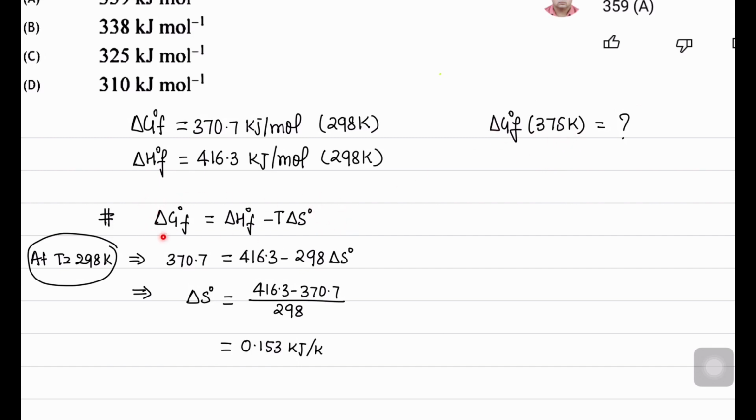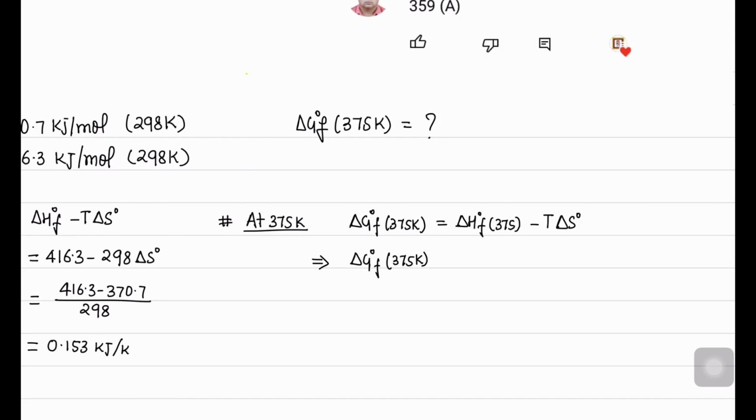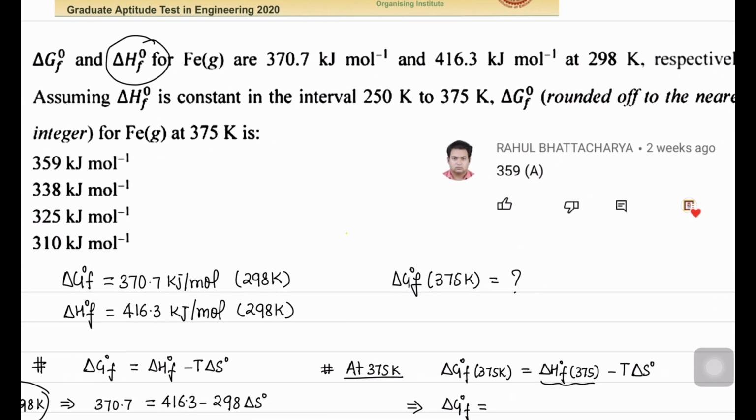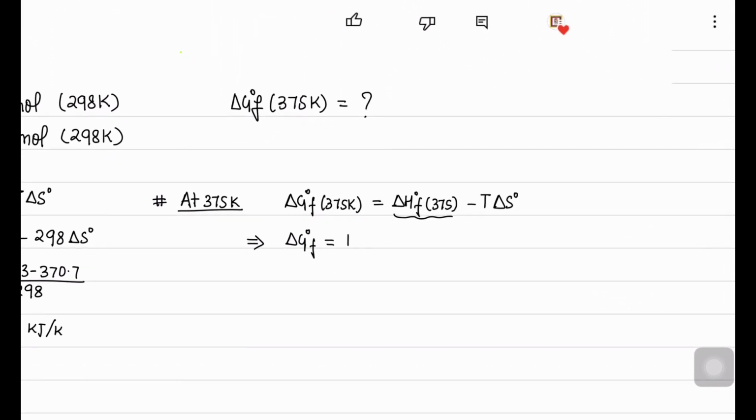So again we will write the same equation. At 375 Kelvin, delta G naught F at 375 Kelvin is equal to delta H naught F at this temperature minus T, the temperature being 375, times delta S naught. Now what is the value of this delta H naught F? Since the question says that delta H naught F is constant in this interval, this value is not changing. So it will remain 416.3 kilojoule per mole minus 375 Kelvin times delta S naught.